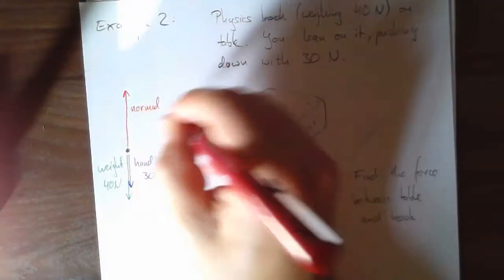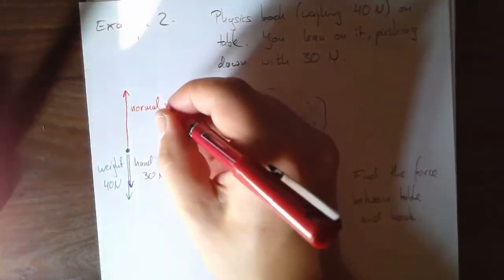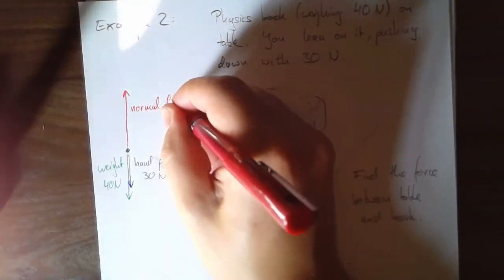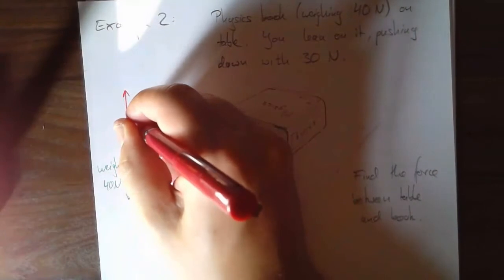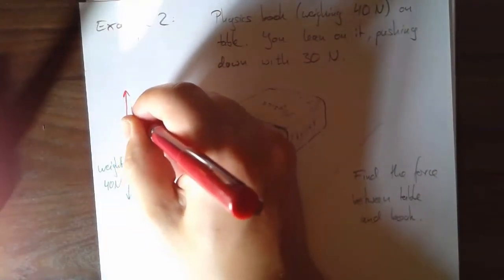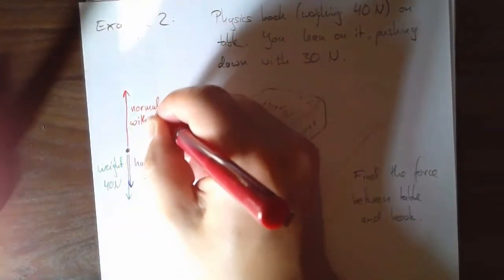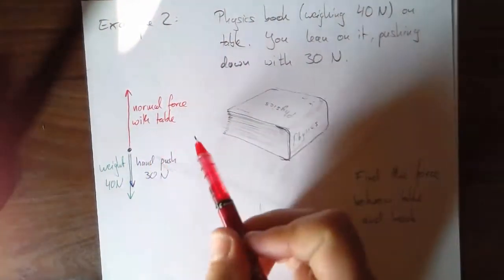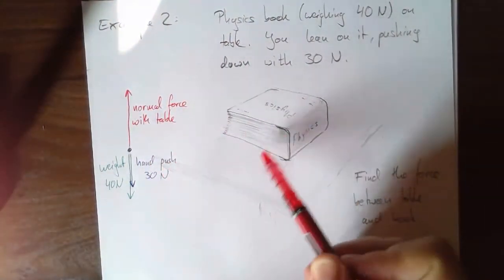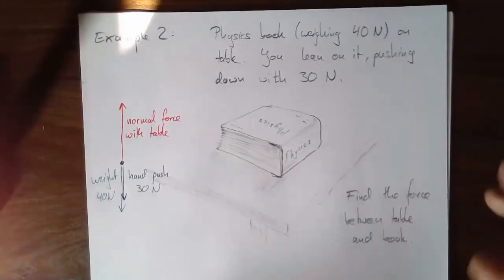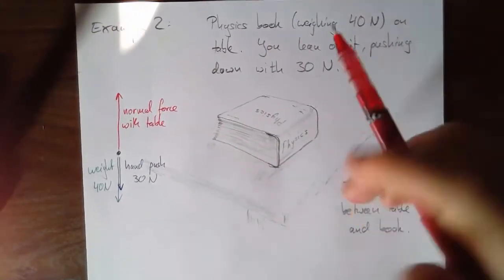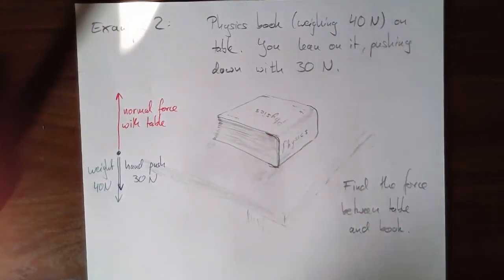And as I said, we'll discuss the terminology later. Why is it called a normal force? Normal force with the table. Right, the book and the table. They have normal forces, of course, on each other, because remember, it's always a two-way process. But right now, we're just analyzing the forces on the book.